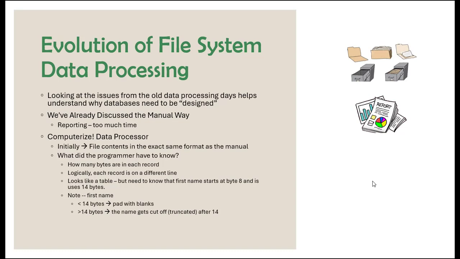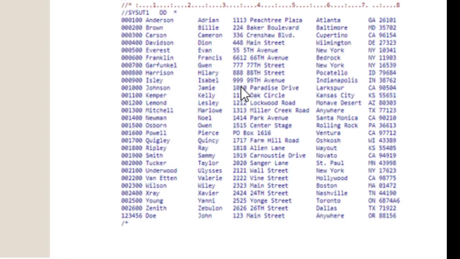Initially, the data was just organized very similar to how the manual system was organized. The programming that we had to write had to know exactly how the computer organized that data. Here's an example. Each record is logically on a different line. It looks like a table, but you need to know that, for example, last name always begins at byte 8, and you'd have to define that with every program. And that last name will always take 14 bytes.